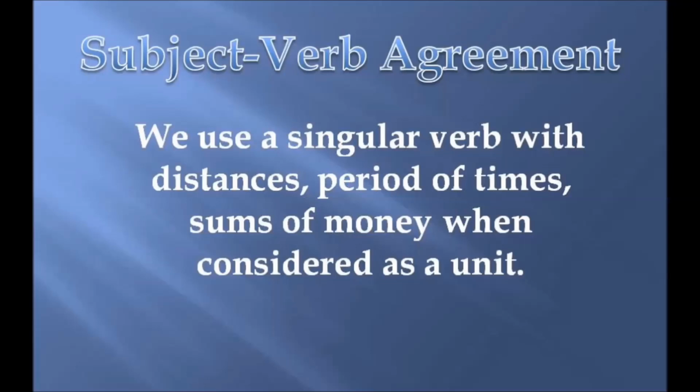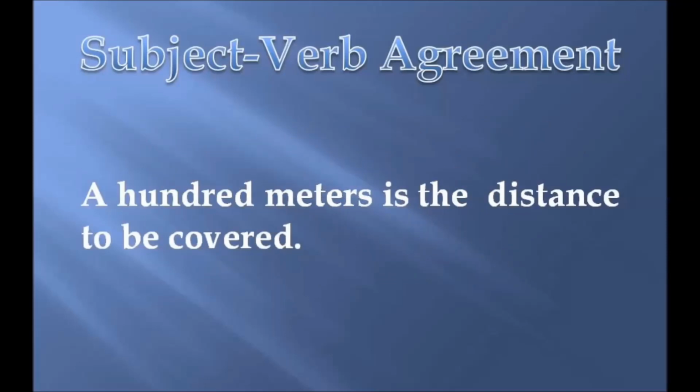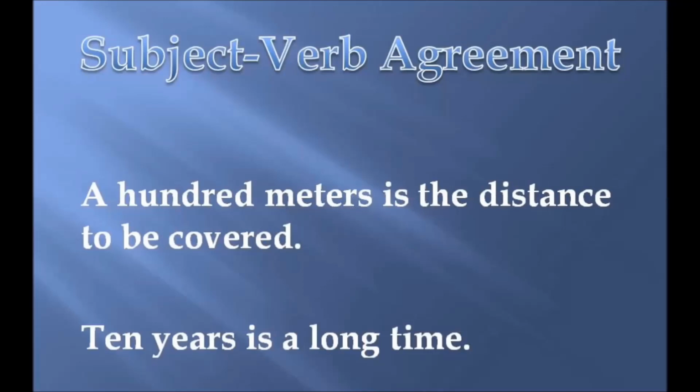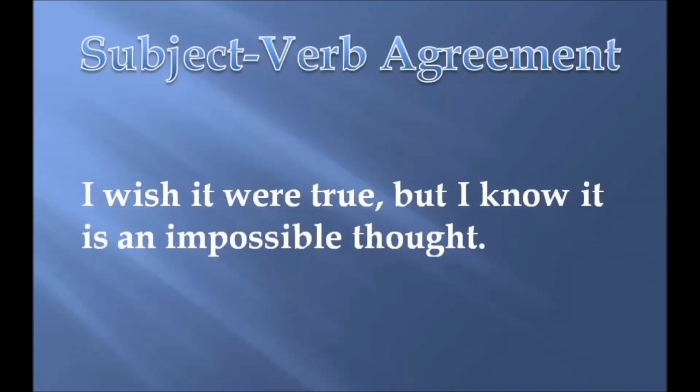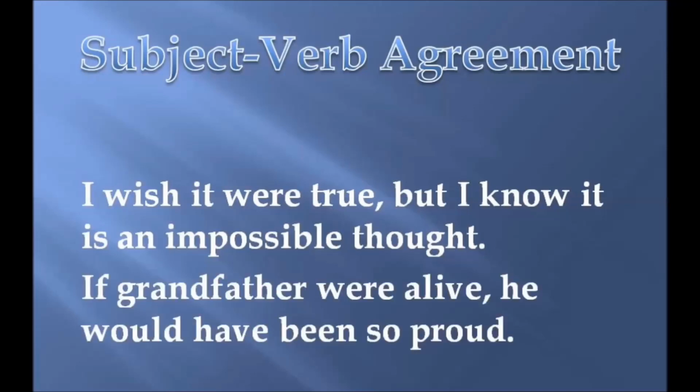Again, we use a singular verb with distances, periods of time, or sums of money when considered as a unit. For example, 100 meters is the distance to be covered. 10 years is a long time. The auxiliary or helping verb were is to be used instead of was to express a wish. For example, I wish it were true, but I know it is an impossible thought. If grandfather were alive, he would have been so proud.